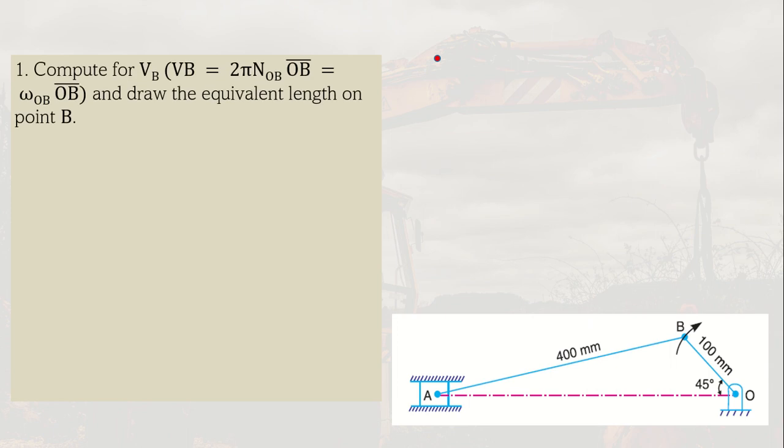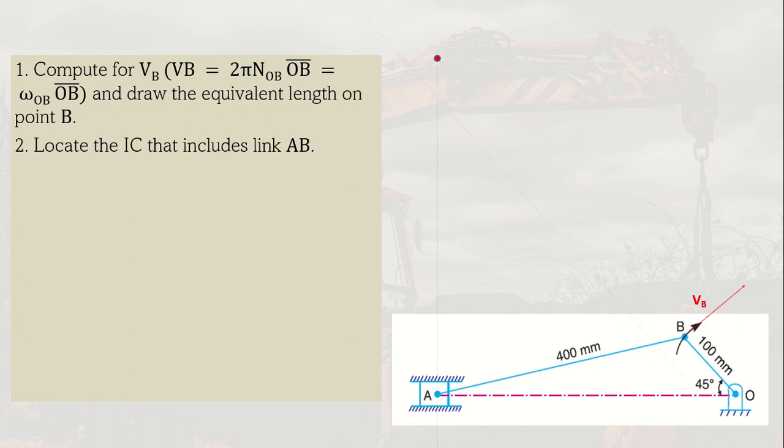It's the same also for the second problem. So you can compute first for the velocity of B using the formula 2 pi n r, that's 2 pi n, or the omega, multiplied by the radius of gyration. And then you draw it, knowing that the direction of the rotation is clockwise, then it will move in that direction here, perpendicular to this OB. And then you locate the IC that includes AB.